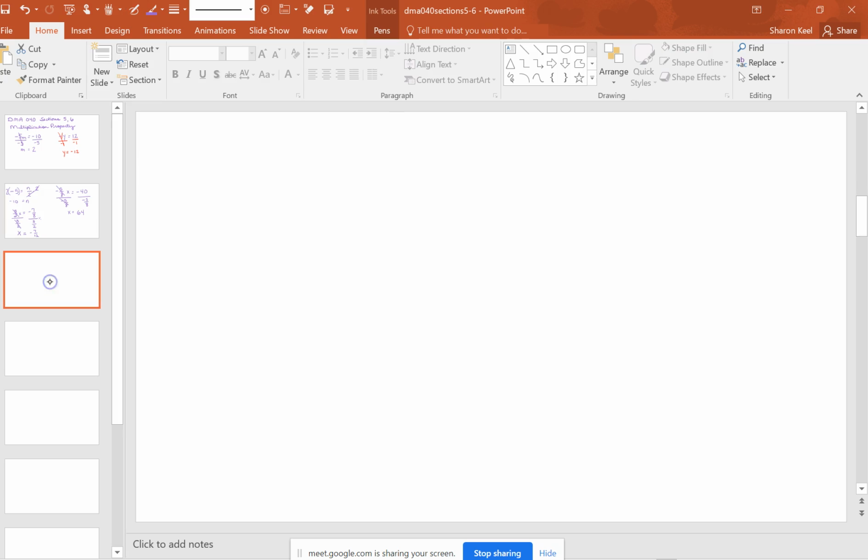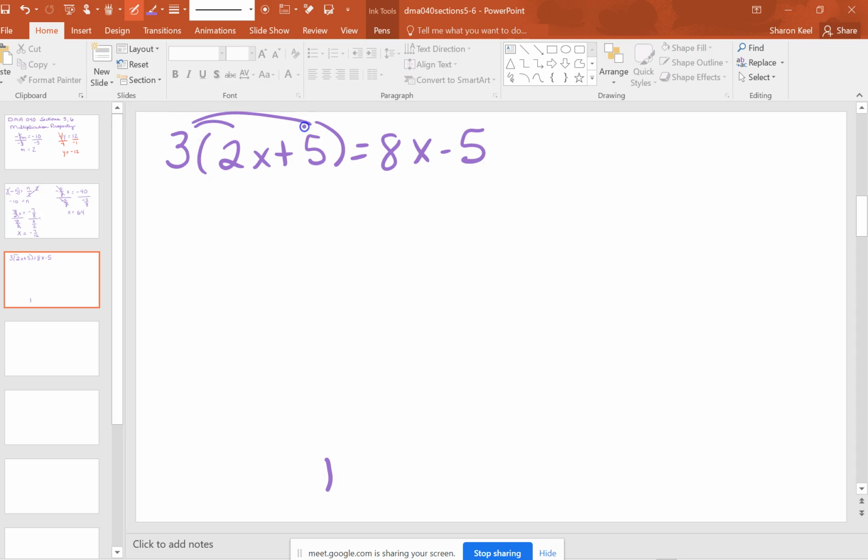Okay, let's try another one here. Now, for this one, I'm going to give us a little bit of distributing to do as well. We're going to practice a little bit of that distributing we've done before. So in this case, as we get ready to solve, we first need to distribute. So 3 times 2x is 6x, 3 times 5 is 15. And then on this side, we have 8x minus 5.